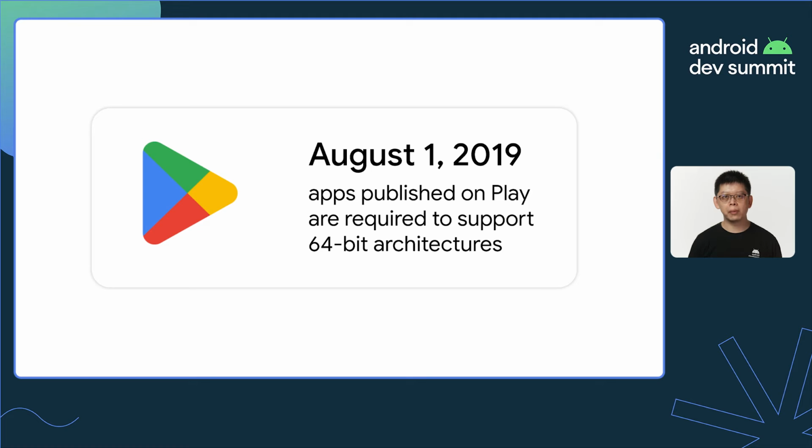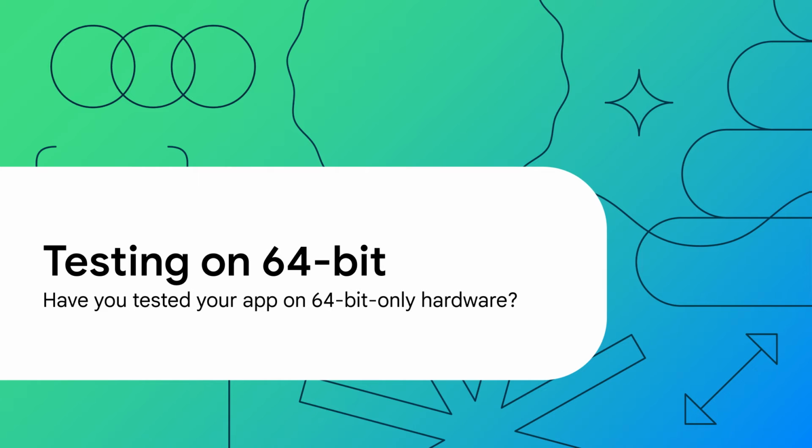I think you also remember that from August 1st, 2019, apps published on Google Play need to support 64-bit architecture, right? So does it mean that you do not have to do anything and your app will be running without issue on these 64-bit only devices? Maybe. Have you ever tested your app on a 64-bit only environment? No, right? Because 64-bit only devices were not in the market before.